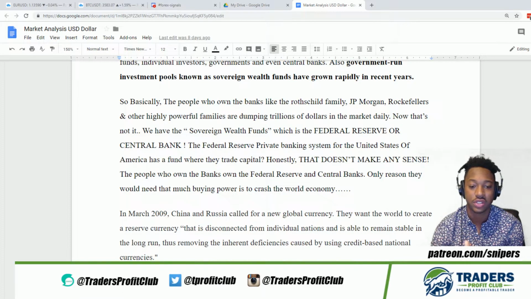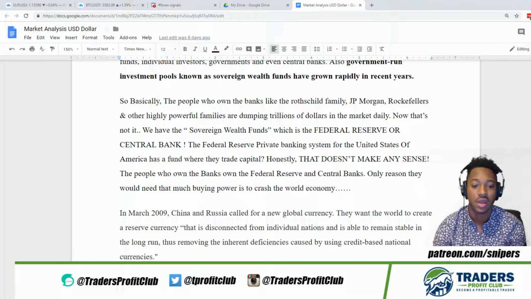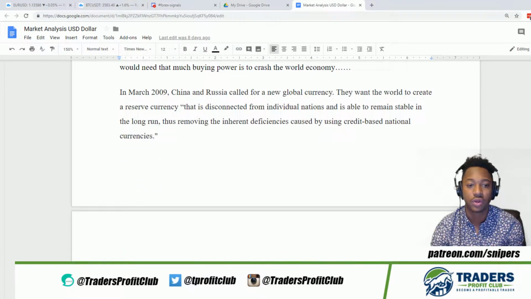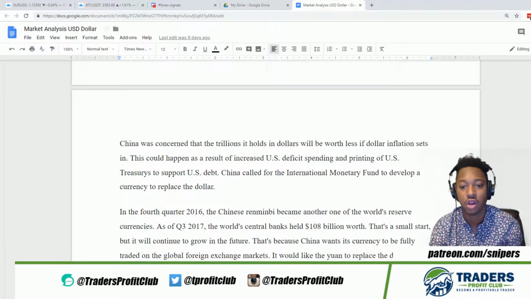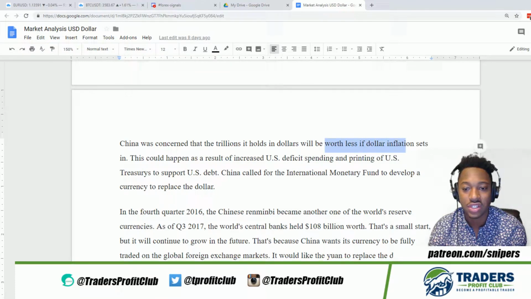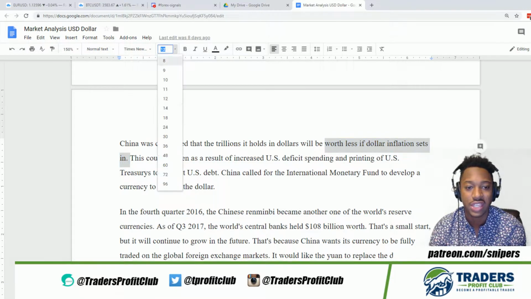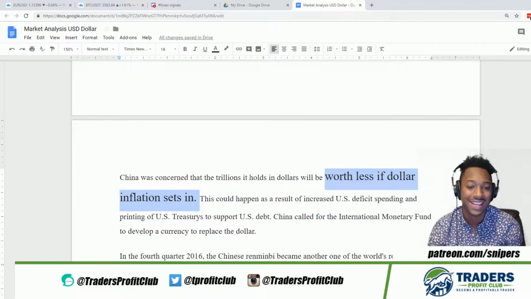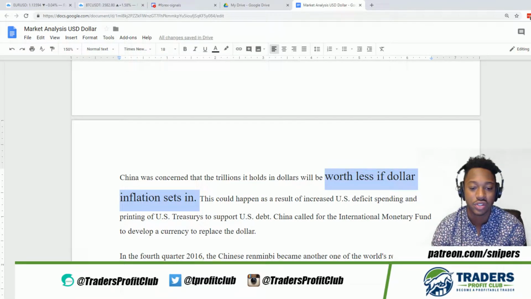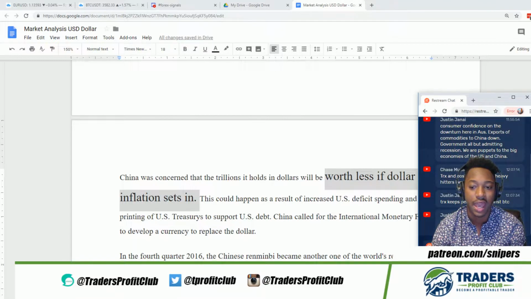China and Russia, as you guys know, are the second and third powerhouses in the world. So they want to make a world currency, right? China was concerned that the $1 trillion it holds in US dollars will be worth less if dollar inflation sets in. Are we literally having the dollar inflation set in right now? This was in 2009, so 10 years have passed, that 10-year cycle, and guess what? It's literally coming to fruition. Exactly what China said 10 years ago is literally happening right now, like they predicted it, like the Mayans knew what was going on.